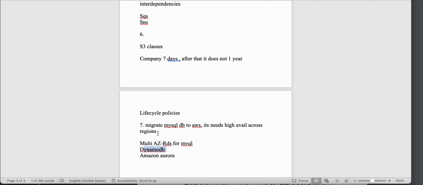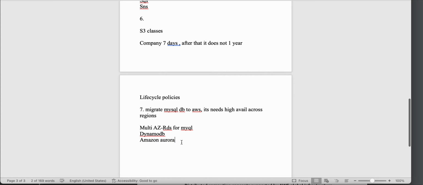Now it says high availability across regions. So here multi-AZ is mentioned, and it would not be beneficial. So directly Amazon Aurora is the right answer. Further, Amazon Aurora has a global database as well, which is replicated across many regions with many replicas. So Aurora would be the correct answer here.